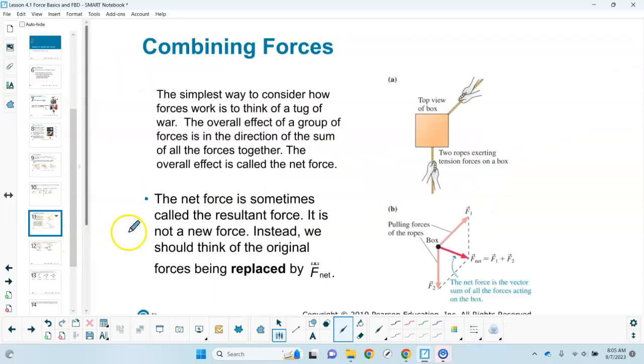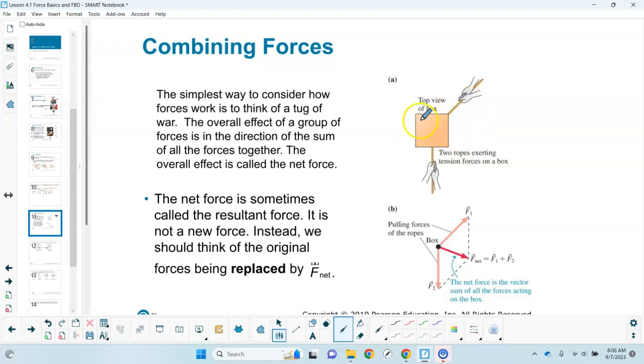So as I mentioned, we're going to combine forces, and we started to do that with that last example and drawing the free body diagram. And again, I think the easiest way is to think of it as like a tug of war. The overall effect of a group of forces is in the direction of the sum of all the forces together. So when you put the forces together, whichever one is bigger is going to win, and the overall effect is called the net force.